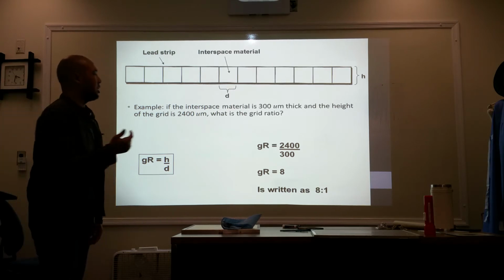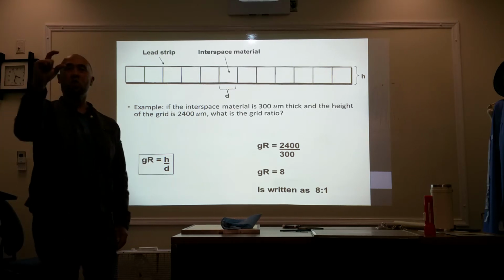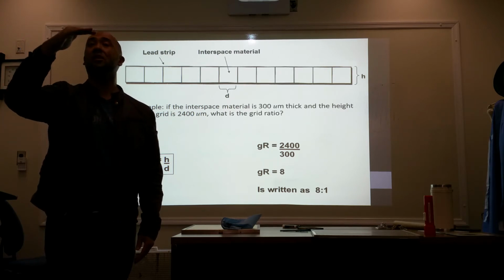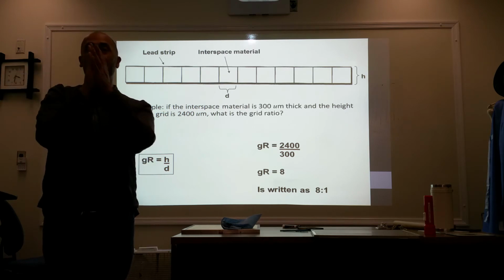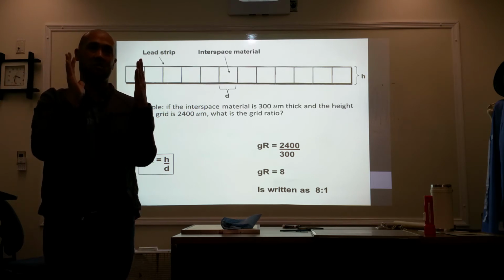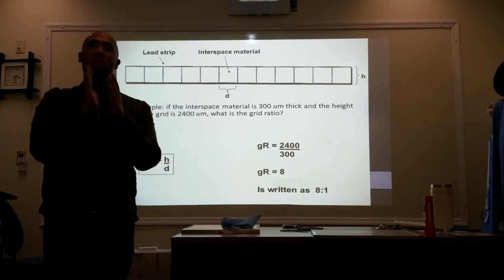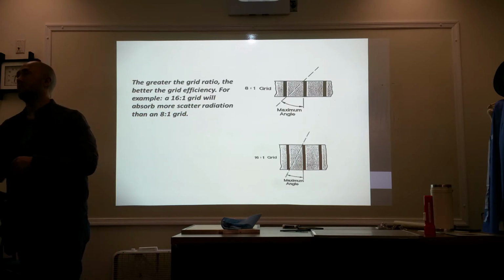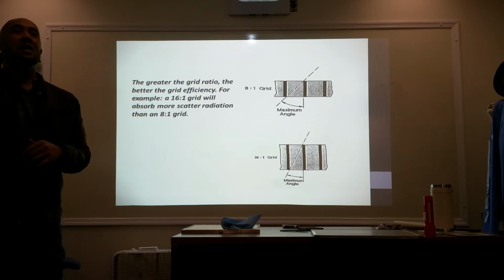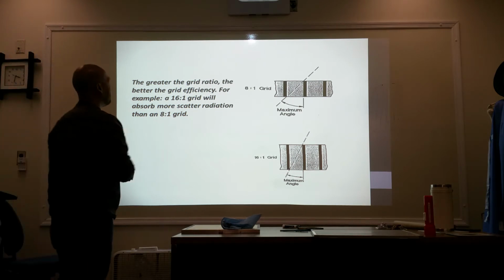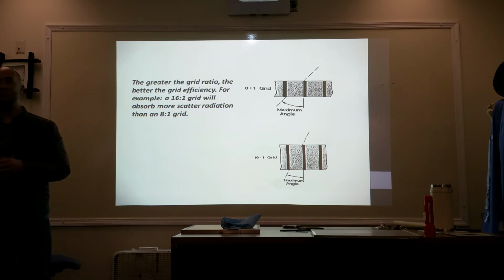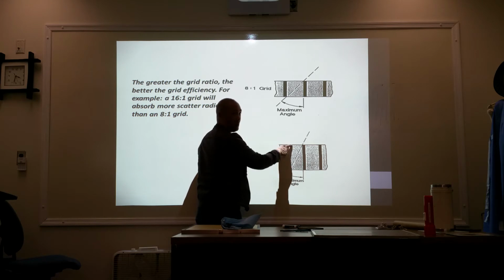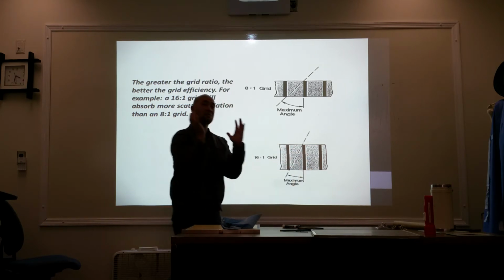What the number means is: the lower the number, the shorter the height of the strips, and they're also going to be more widely spaced. Shorter and more widely spaced. In reverse, the greater the grid ratio, the better the grid efficiency. Why? Because now the strips are going to be taller, and they're also going to be closely spaced together.